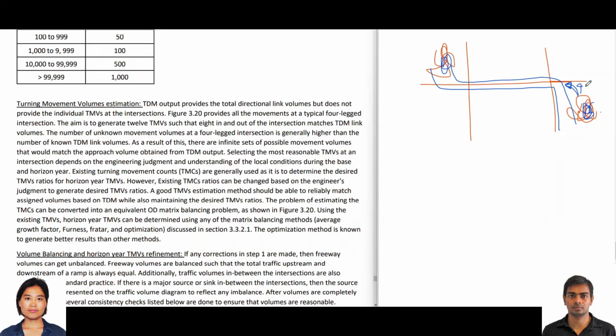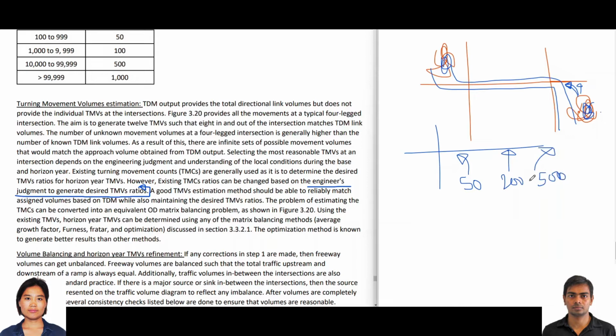So from intuition, called engineering judgment, what we can do is we can try to guess. We can use the engineering judgment to generate desired turning movement volume ratio. So what I can do is I can override the existing turning movement count here. So let's say in existing, this left turn is 50 vehicles. This through is, let's say, 200 vehicles, and this right turn, let's say, 500 vehicles.